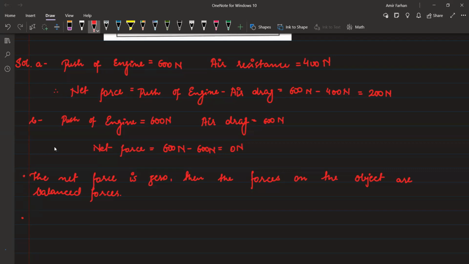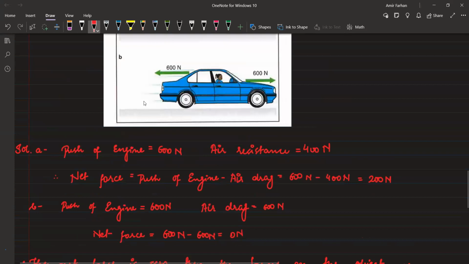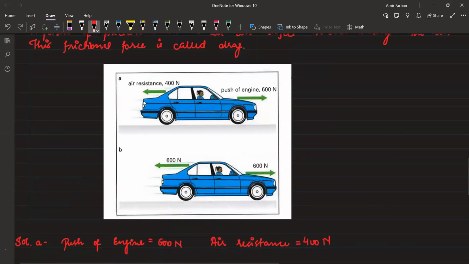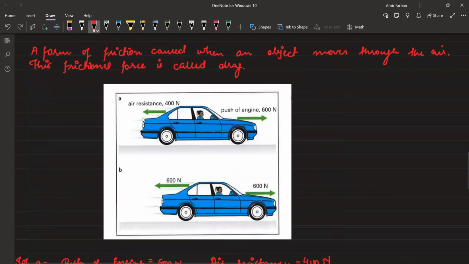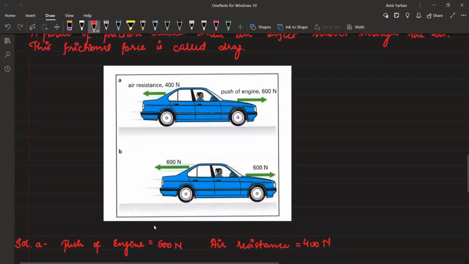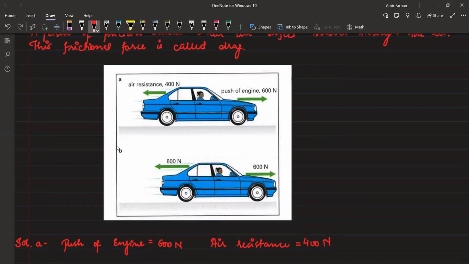So the first case is the case of balance. Your voice is cracking. I'm asking, does car A have balanced forces or unbalanced forces? Car A has unbalanced forces. The force is not zero. Okay.